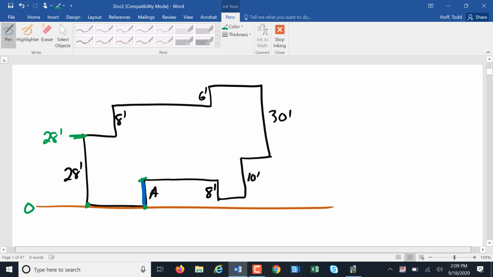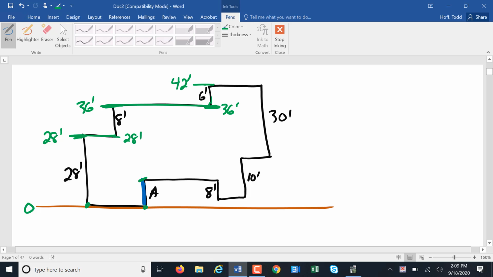28 feet, good. Of course, this is horizontal, so it doesn't change that at all. This is still 28 feet. How far is this going to be? 36. We add another 8 feet to that. How about here? Still 36. Right? That's flat across. Going up to here, how far?